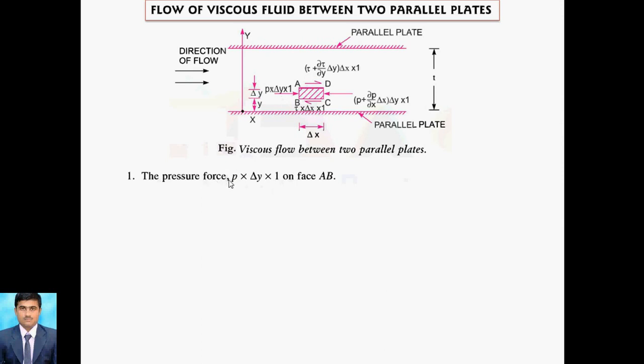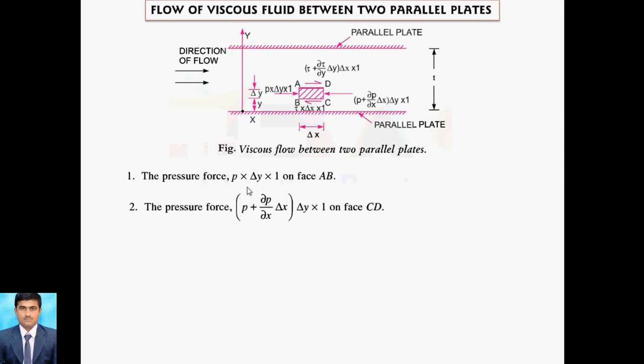P, that is pressure force, is nothing but pressure into area. So for pressure we can consider P. Area means that length is delta Y, so I can take delta Y. Width is 1, so that's why width is 1. So therefore on face AB, the pressure force is P delta Y into 1.